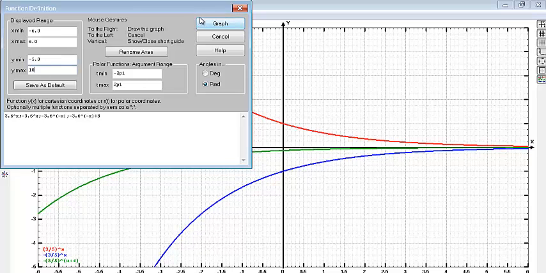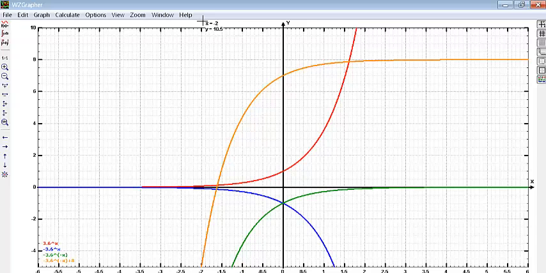And see what we got here. Okay, so here's the parent function, 3.6 to the x. This is negative 3.6 to the x. That reflects across the x-axis. Then you have negative 3.6 to the negative x. That's the green curve. So the green curve is the blue curve reflected across the y-axis, and then finally we shift it up 8 units. So we take the green curve and shift it up 8 units, and that's the final answer.